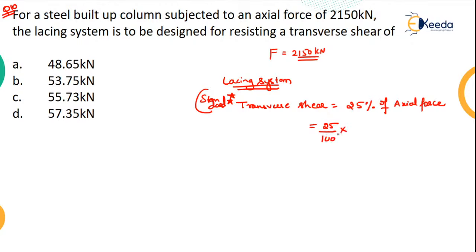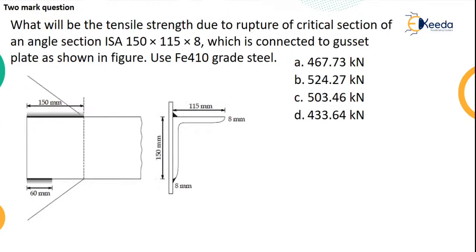So what is it? 25% is nothing but 25 by 100 into how much is the axial force? 2150. So on calculation, how much will you get? 0.25 into 2150 you do. You will get the value equal to 53.75 kilonewton. Do we have an option? Yes. 53.75 kilonewton is the correct answer for this particular question. Is it clear? Now, let us get into the 2 marker questions.